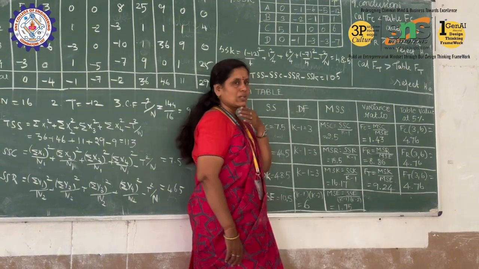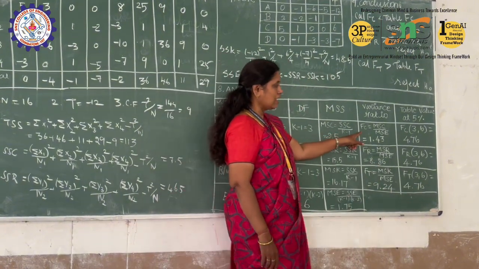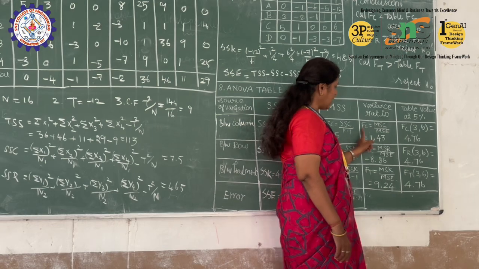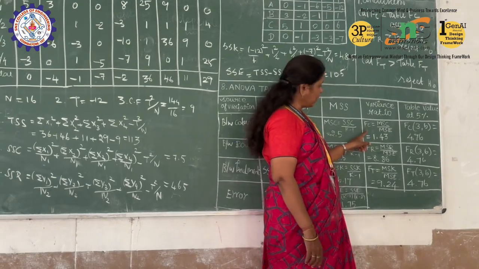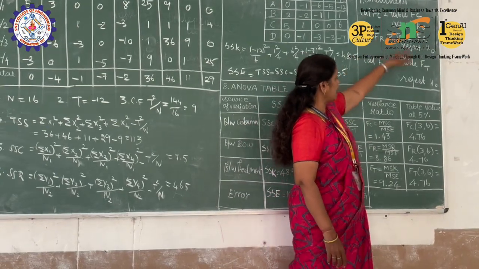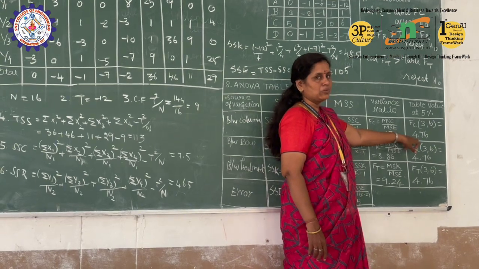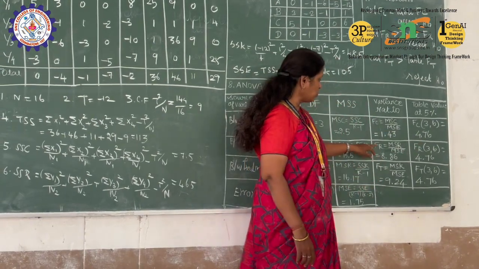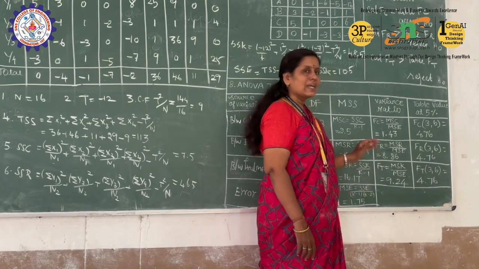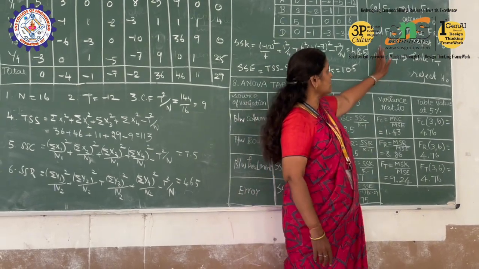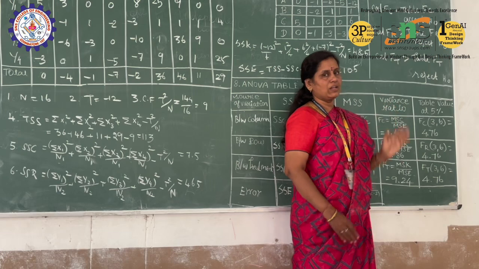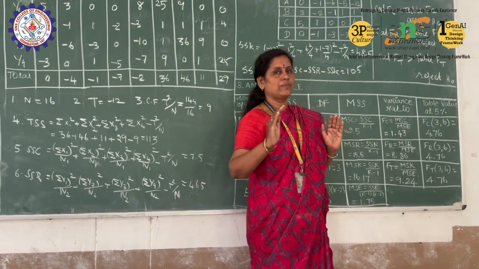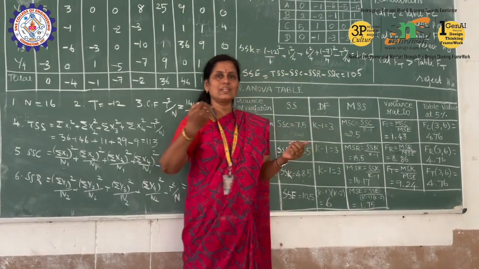Now coming to the conclusion, the calculated F value column-wise is less than the table value. So we accept H0 column-wise. Coming to row-wise and treatment-wise, the calculated F value is greater than the table F value. So we reject H0 for rows and treatments here.